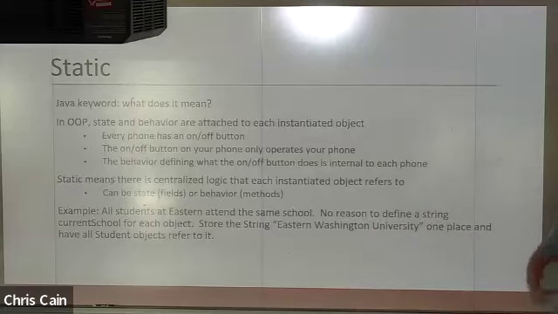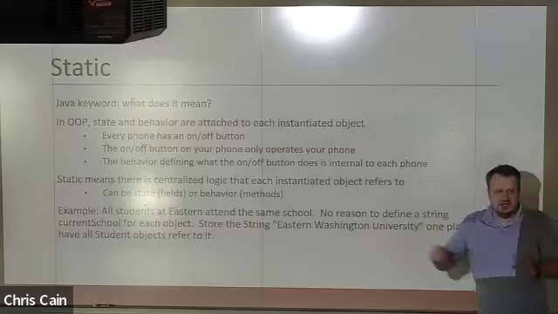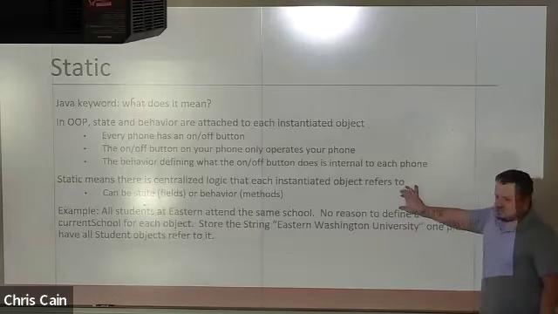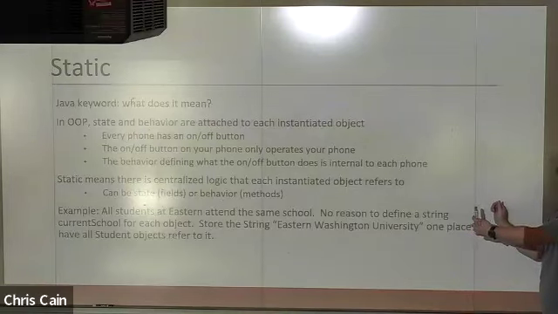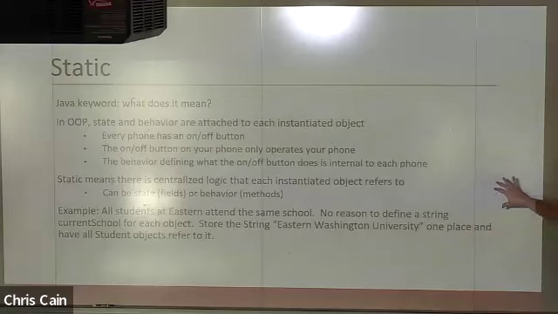Current school is always going to be Eastern Washington University. So rather than duplicate it a bunch of times for each object, we could just have one place in memory that stores the string Eastern Washington University and have every student object point back to this single string. And we don't use the memory to duplicate it for each student object. So that would be a place where you might want a field that is static, because every object would refer back to a single point in memory rather than duplicating that memory.